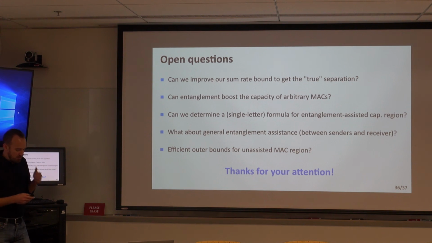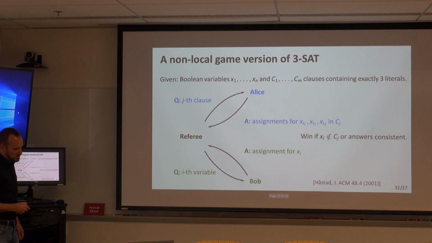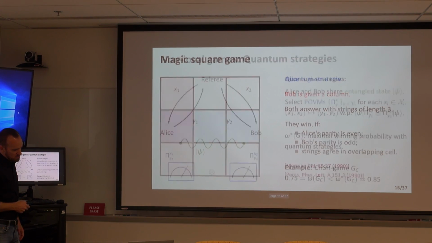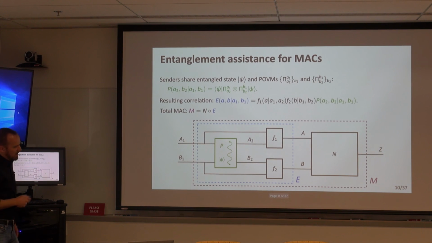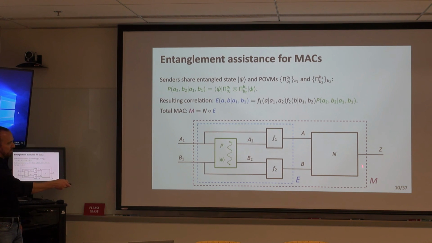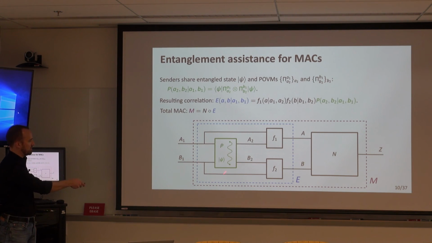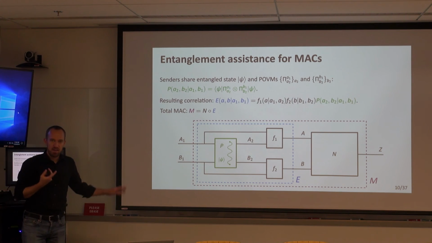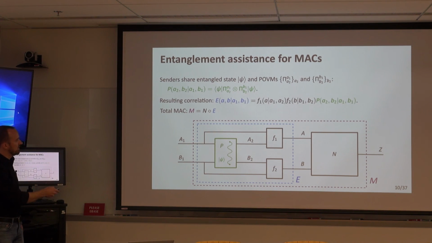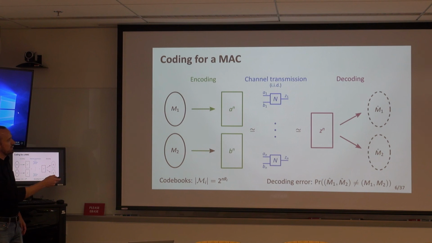Let me go back to the slide with the entanglement assistance. So this is the way I formalized entanglement assistance. You have the actual channel, and then you allow this kind of processing box, where the entanglement sits here. And then you treat the whole thing as a MAC again. And if I now talk about the capacity region of this, then let me go to this slide here.